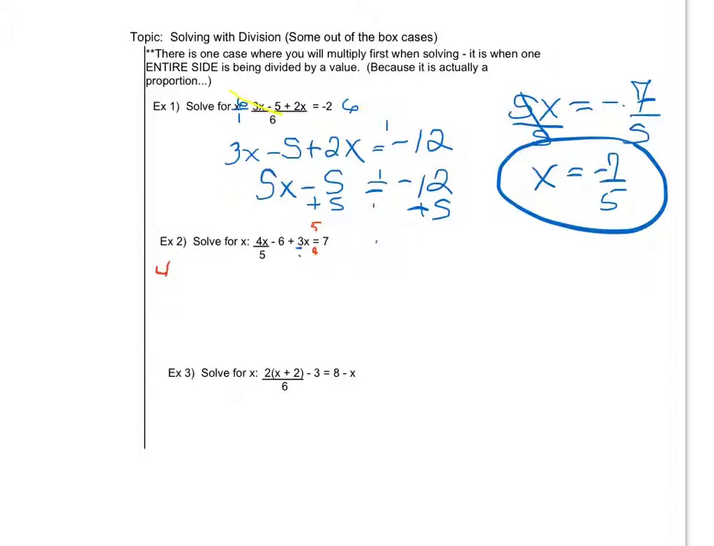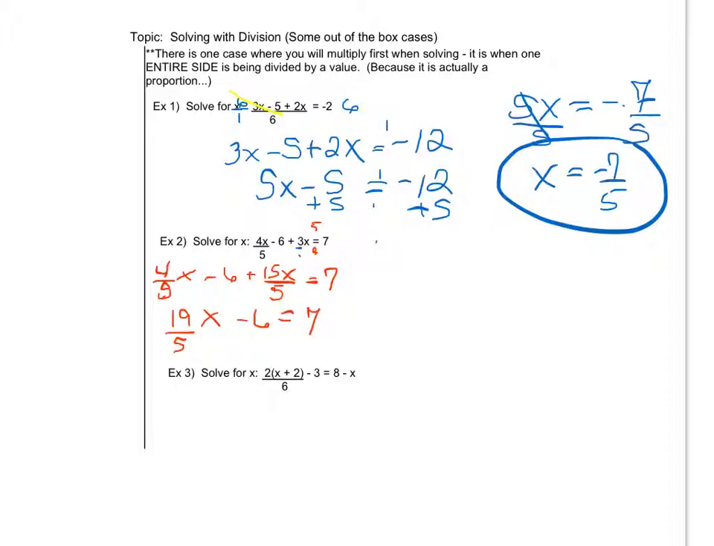And I get 4 times x divided by 5. I can write that as 4 over 5x. It means the same thing. Minus 6 plus 15x over 5 equals 7. Now I can combine my like terms. 4 over 5x and 15 over 5x is 19 over 5x.